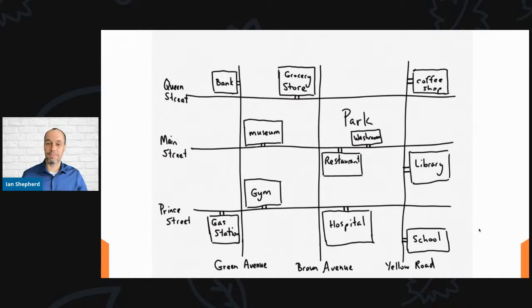Turn left on Main Street, past the washrooms and the restaurant, and turn right on Brown Avenue. Go a block to Queen Street and take a left. It will be the building on the right side on the corner of Queen Street and Brown Avenue. That's it. So where did you end up following our map?